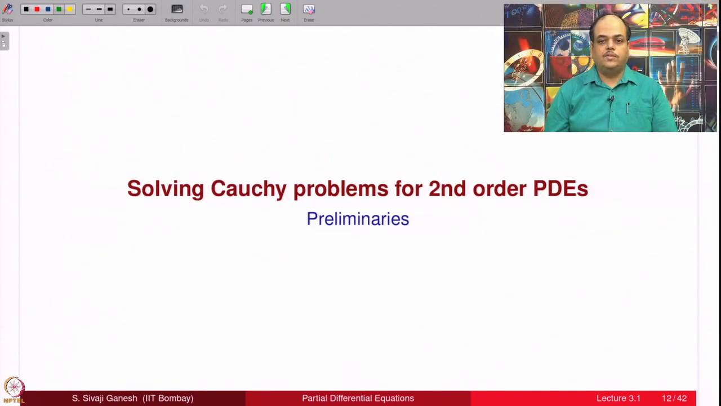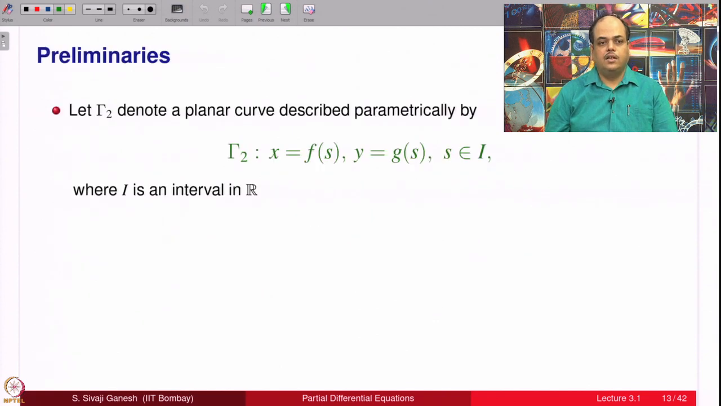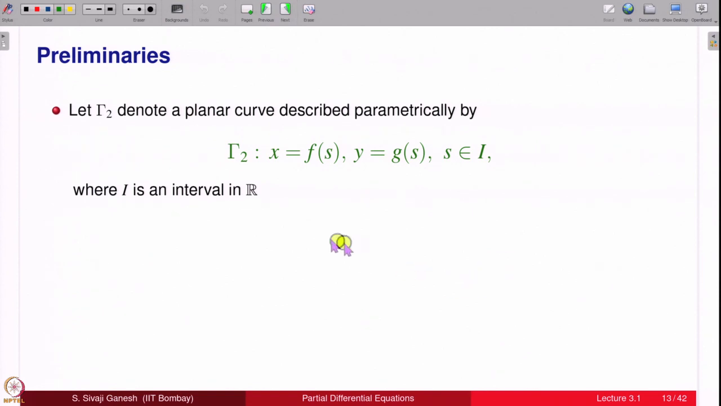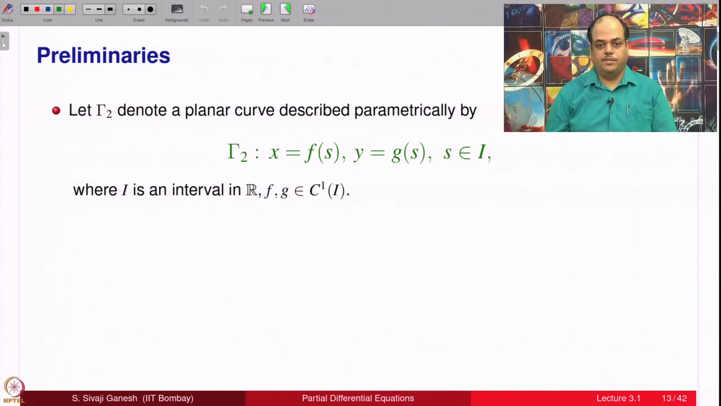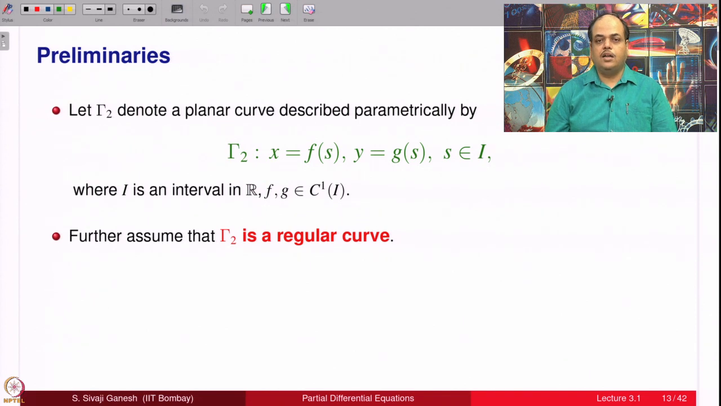How to find them? Next few lectures are devoted to finding answers to these questions. So, solving Cauchy problems for second order PDEs, we cover some preliminaries. We are going to pose a Cauchy problem and then implement a classical strategy to solve that. Before posing the Cauchy problem, we need to introduce a few terminologies. So, let gamma 2 denote a planar curve described parametrically by x equal to f(s), y equal to g(s), s in I, where I is an interval in R and f, g are C1 functions. Further, assume that gamma 2 is a regular curve. What does that mean? For every s in I, (f'(s), g'(s)) is not equal to (0,0).